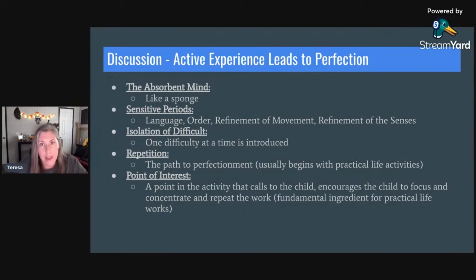Repetition is how we perfect ourselves. You cannot become perfect at something unless you repeat it. Very few people go out and do something and get it perfect the first time. So we have to repeat it. And that's why when we offer those activities like that one-to-one pouring, right? Just going back and forth and back and forth.